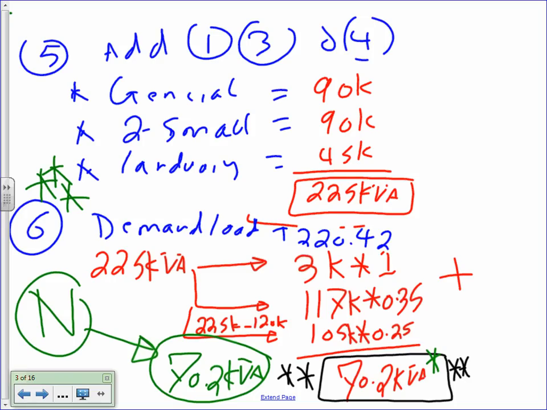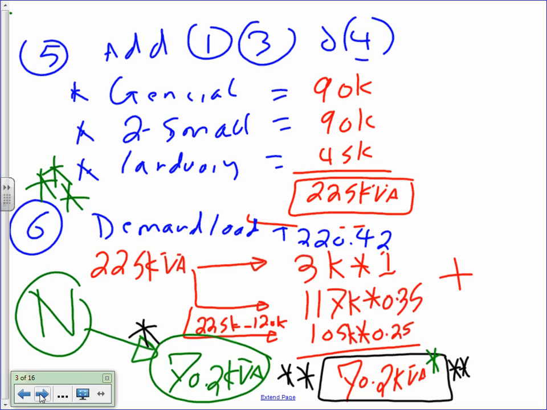Look at that. General lights, 120. Two small appliances circuit, 120. Laundry circuit, 120. We apply the demand factor, and 70.2 kVA is a neutral load. Can I have thumbs up for step number 6? So the first thing we need to carry here for the neutral is this number. I need to carry this number for the neutral. Cool? All right, let's go to the next step.